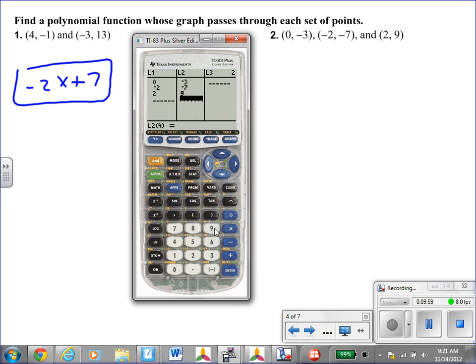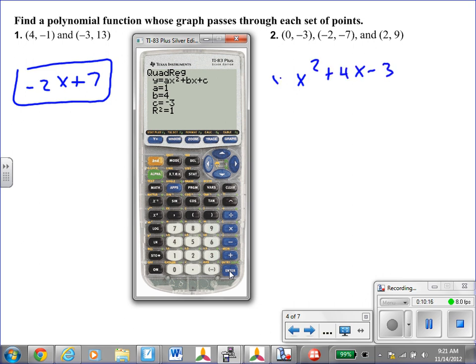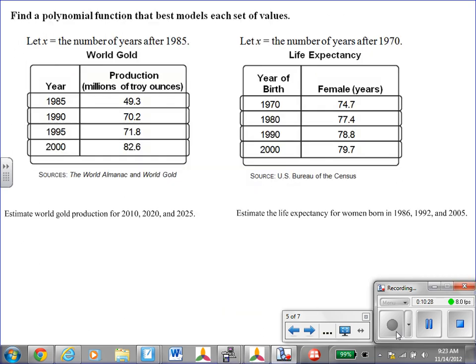and 9. And now when we go to stat, we're going to go to calculate. We're going to go to what? The quadratic regression. And they give us the answers. And those answers are going to be x squared plus 4x minus 3. And you can put y equals or f of x, whatever, if you wanted to. Okay? You probably should put at least y equals, or f of x equals is probably even better for what we've been learning. All right, now, so this is find a polynomial function that best models each set of values.